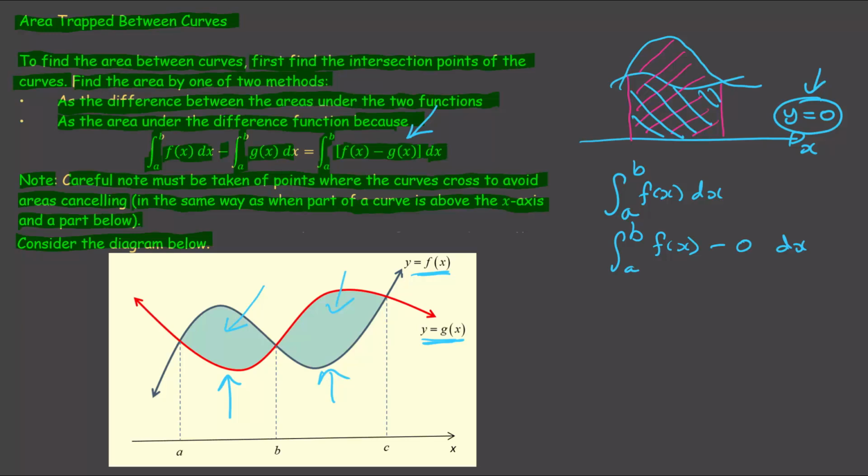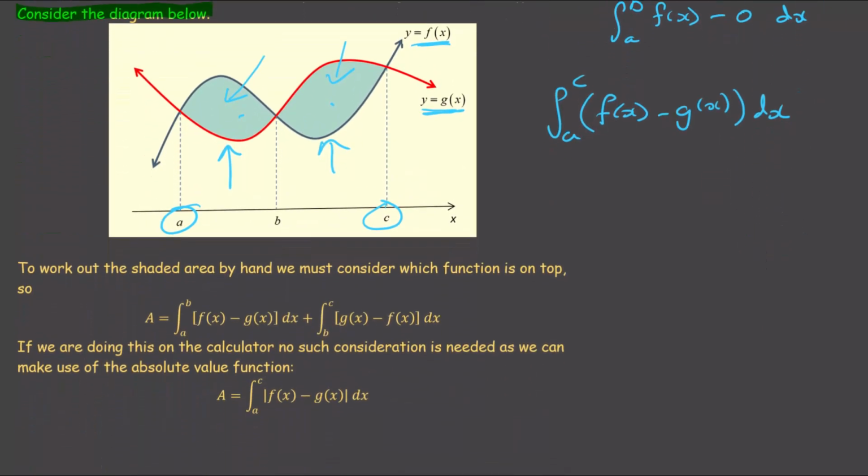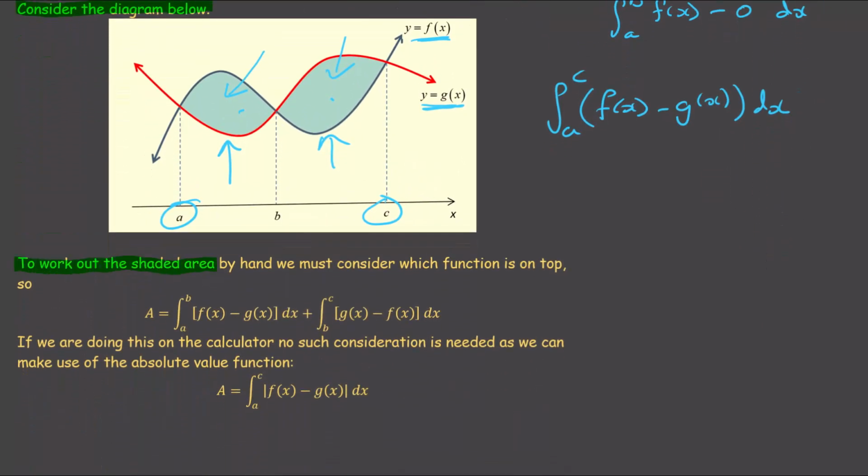So if you just do the whole thing, let's say this is a and this is c, if you did the integral from a to c of f(x) take away g(x), then what would happen is that the areas would cancel. And if this was symmetric, you'd actually get 0 as the answer, even though you can clearly see there's an area.